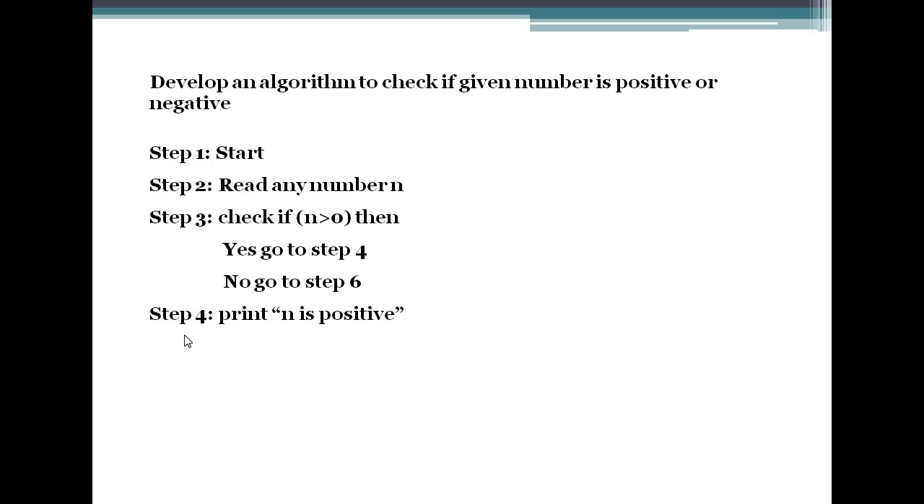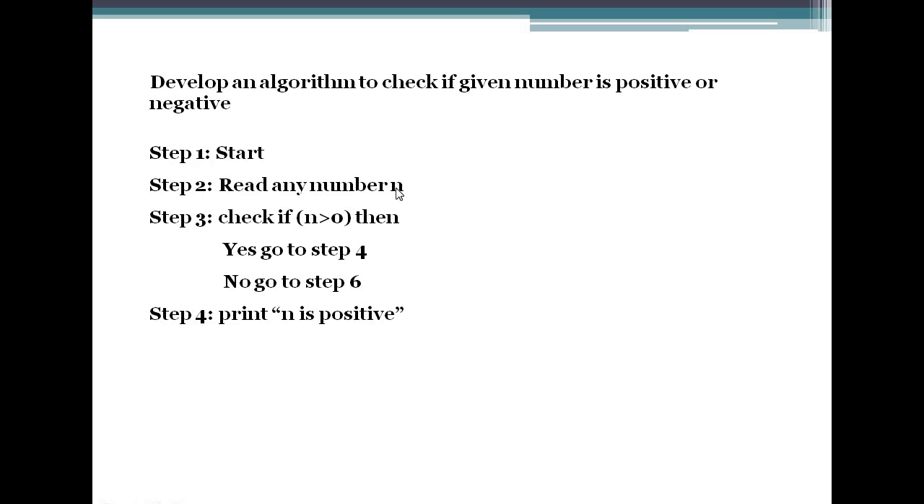So what is step number 4? Check if the given number is positive, that is, if n is greater than 0. We have taken the example 5. Is 5 greater than 0? Yes. Go to step number 4. So directly we will come to step number 4. Print n is positive. That is, 5 is a positive number.